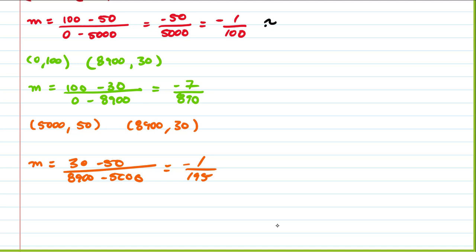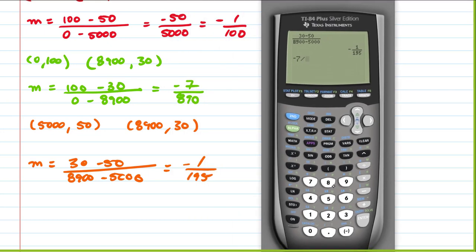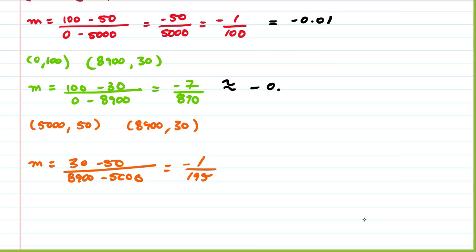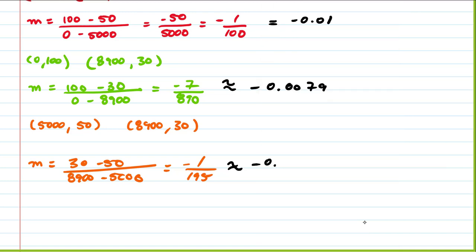So just to help us out, this one's exact actually, it is equal to negative 0.01. If we go negative 7 and divide that by 890, we get negative 0.0078, so about negative 0.0079. And for our last one, if we go negative 1 over 195, we get negative 0.0051. So we notice all of the slopes for the different points are different, right? We have negative 1/100th, negative about 7.81 thousandths, and then 5/1000ths, approximately.